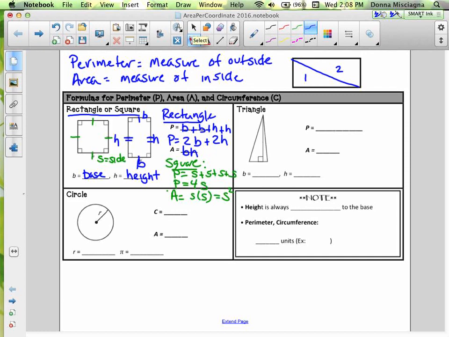So to find the area of a triangle, let's talk about area first. To find the area of a triangle, instead of base times height, and B is still base, and H is still height, I just have to take half of the same formula I used for the rectangle. So instead of base times height, it's 1/2 base times height.